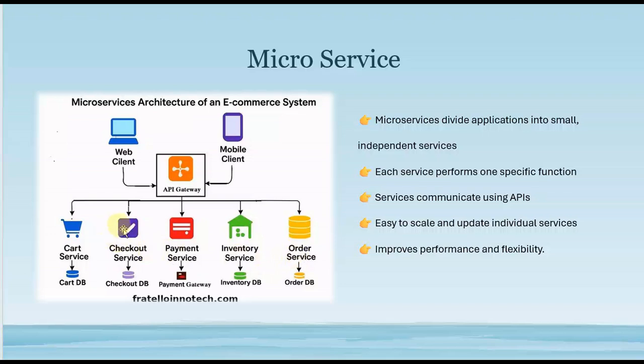The cart service manages the shopping cart, and the checkout service handles the order confirmation. The payment service processes the payments, and the inventory service manages the product stock. The order service manages the orders. Each service has its own separate database, so they work independently, and after processing, each service sends the response back through the API gateway to the client.